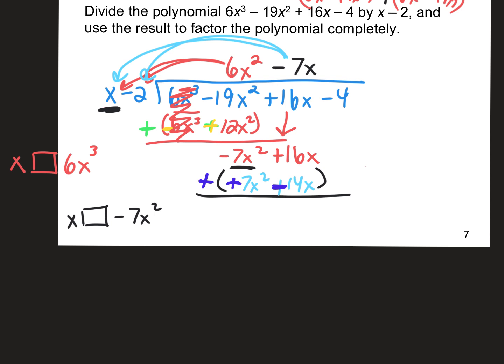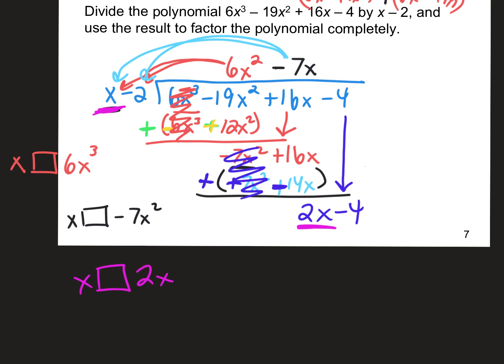And now we combine. What's 16x minus 14x? 2x. What happens with a negative 7x squared and a positive 7x squared? It cancels. And then what do I do with minus 4? You bring it down. And we're going to do the same thing all over again. It's always first term, whatever you're dividing by. So first term into first term. So x times what gives me 2x? 2. Positive, right? So plus 2.